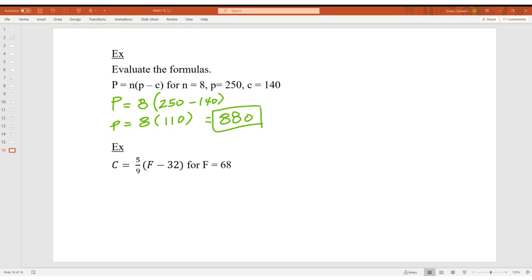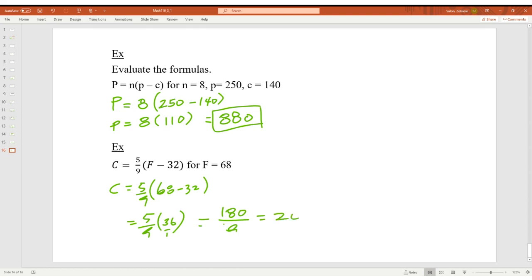So you have to simplify it. Excellent. The answers are right. 20 is the correct answer. Okay, so let me go over and type that, and that'll be the end of the lesson. So C equals 5 over 9 times 68 minus 32. So 68 minus 32 is 36. So it's technically 36 over 1. So 5 times 36 is 180, divided by 9, which is 20 degrees Celsius.